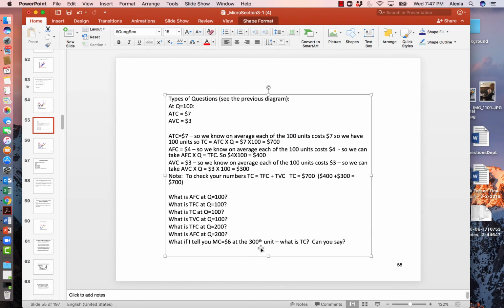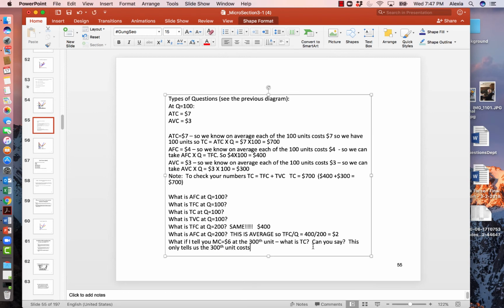What is average fixed cost at 200? Now this one, be very careful. This is average fixed cost. So remember, average fixed cost is total fixed cost divided by Q. So that you do have to figure out. So we know that total fixed costs are 400. Our output is 200, so that would be $2.